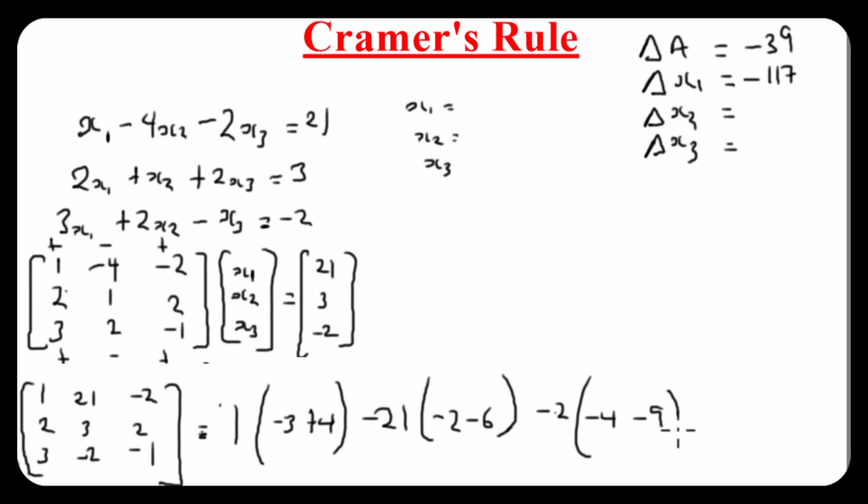So negative 9. All right, I think we're okay. Let's simplify this. Negative 3 plus 4, that's 1. So this is 1.